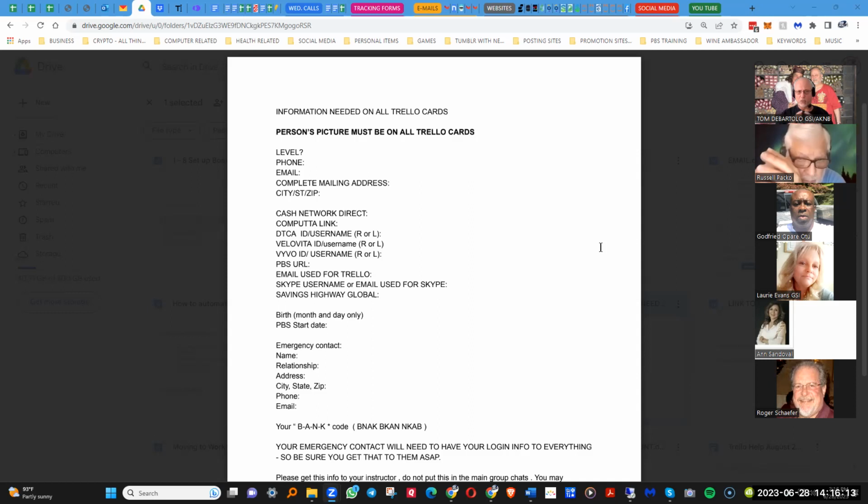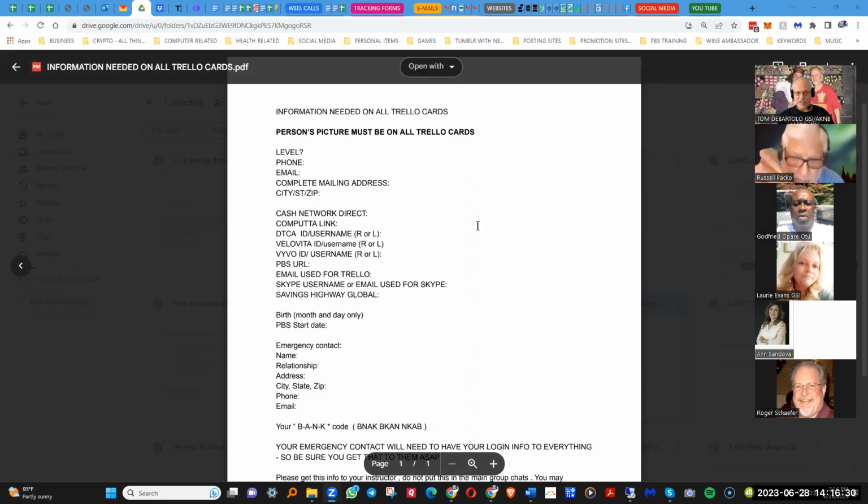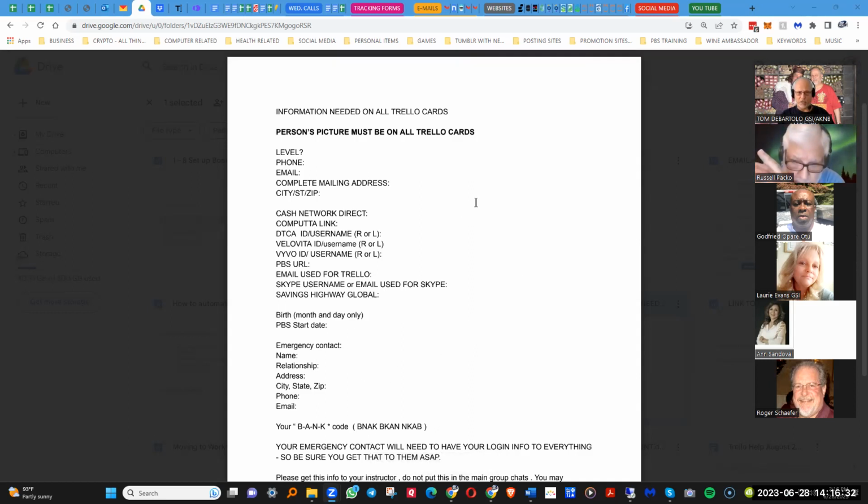First of all, you want to put your picture on your card. If you have your own board and your own Trello card, then of course put your own picture on it. And then basically what I do is I just copy everything from the top down and just paste it right in the description area.